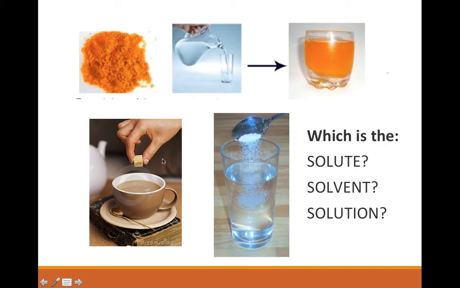See if you can figure out, in this case, what is the solute and the solvent in this coffee and sugar. Well, since the sugar is being dissolved, that is the solute. The coffee is dissolving the sugar, and therefore that's the solvent. And the coffee plus sugar mixed is called our solution.